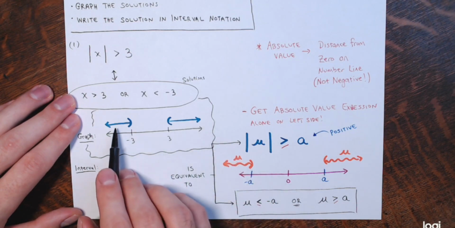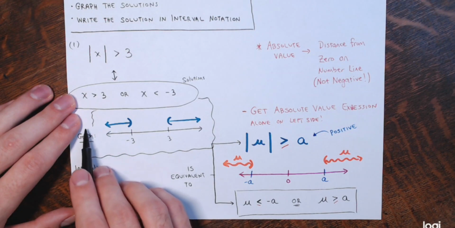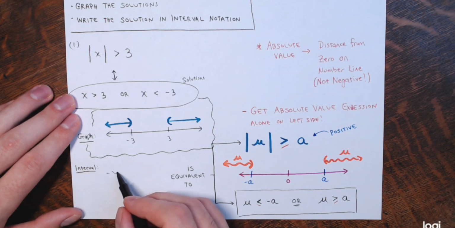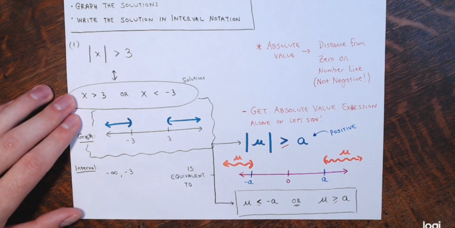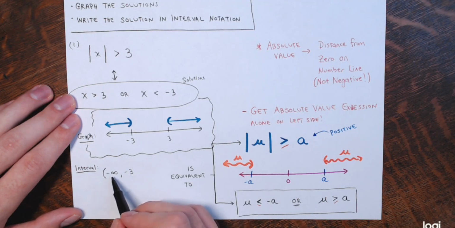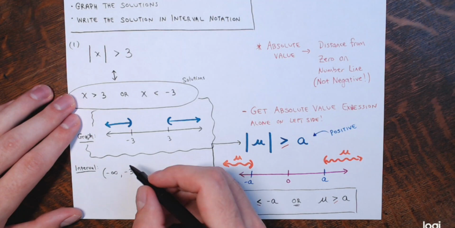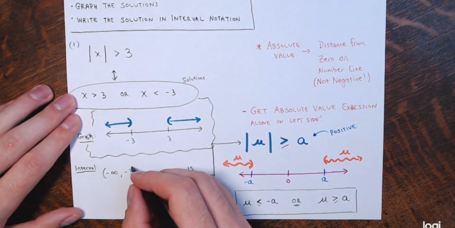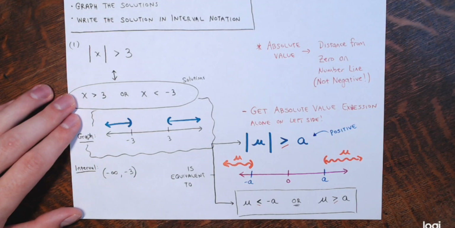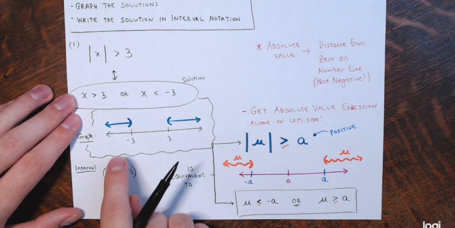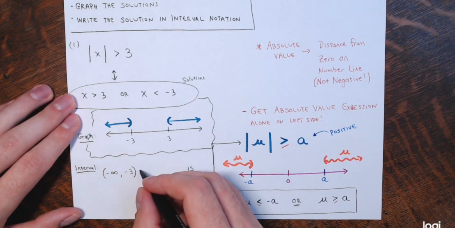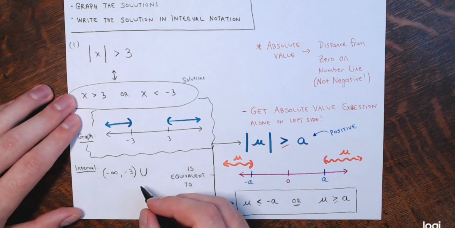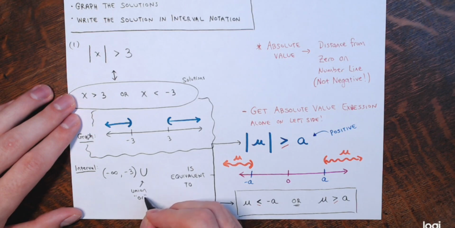So this first piece of the picture, going from left to right, that's going from negative infinity, all the way to the left forever, up until negative 3. And then parentheses always on infinities, because infinity is not a number. And we said negative 3 is not a solution. So I indicate that with, again, a parentheses on negative 3. So there's the interval for that piece of the picture. And then I have the symbol for the word or, which is this U. Remember, this is the union symbol, the set notation symbol representing the word or.